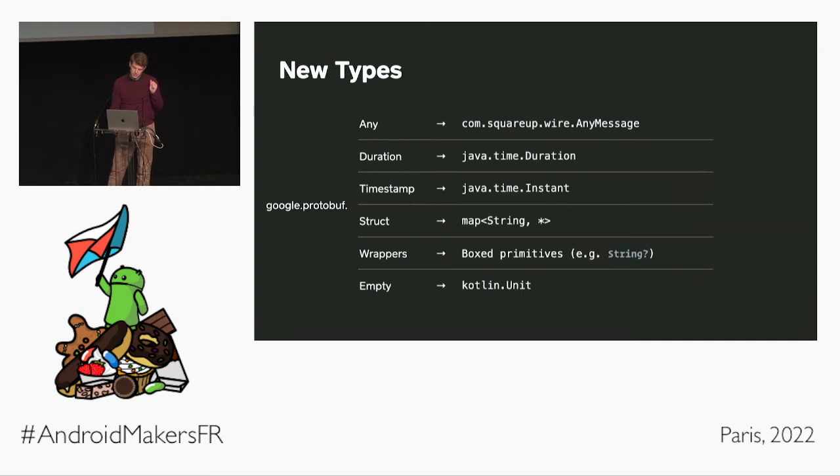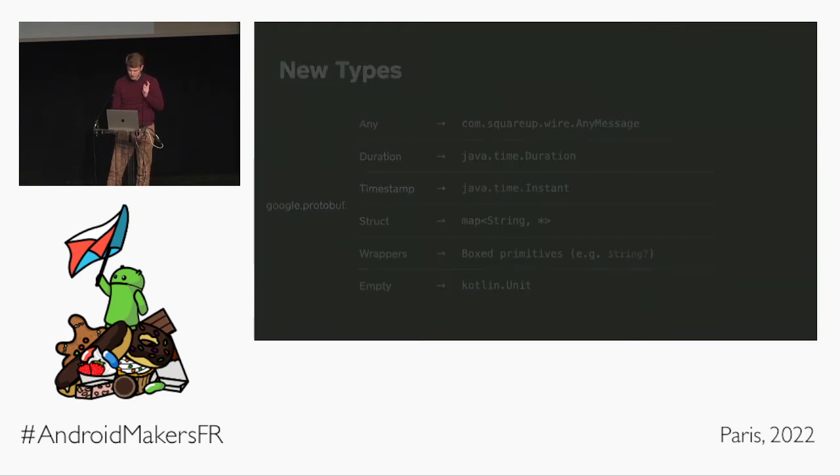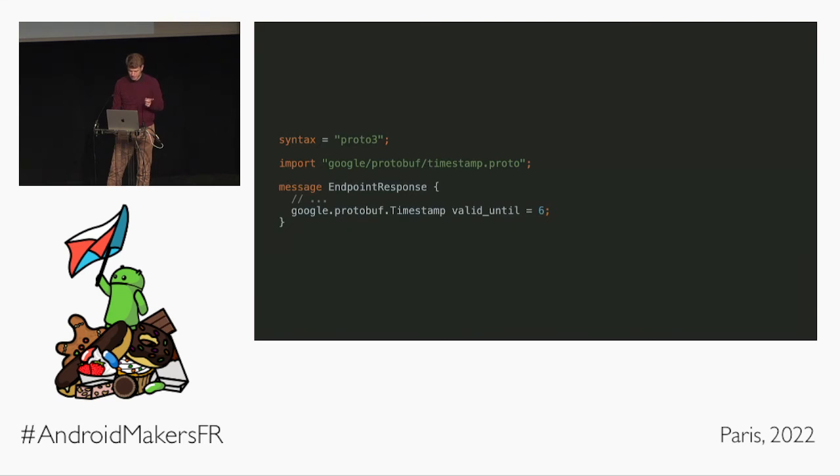So Any was a bit peculiar because you need to wrap and unwrap things, so we create our own native type. But otherwise, when you generate Kotlin or Java, we use the JVM types directly. So if you have a Protobuf duration, on generation, we add a Java time duration. And same for the other ones. And we'll see how it makes our life easier.